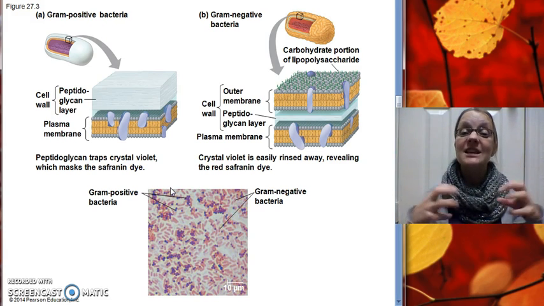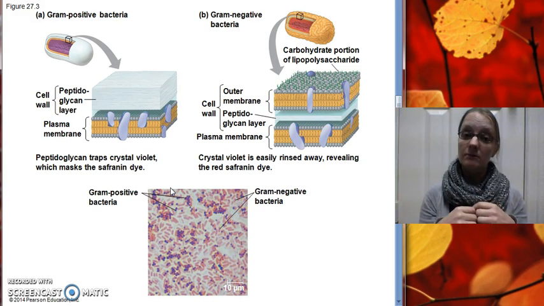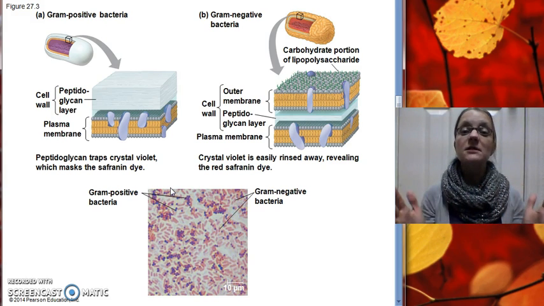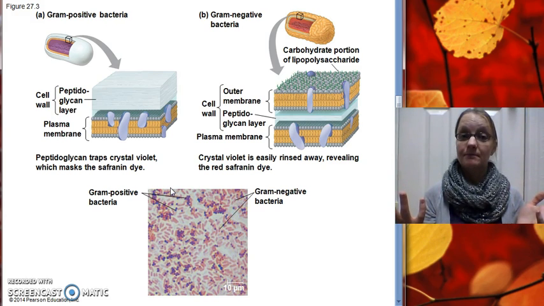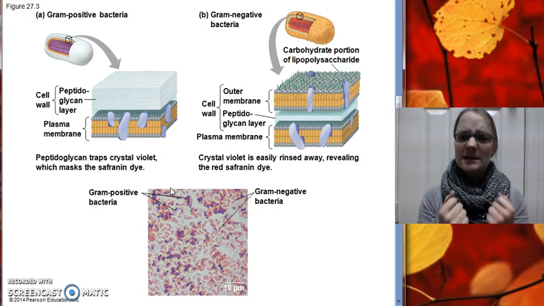And it's going to get into the inside of the cell and stain that cell blue. So at this point, all the cells on that slide, no matter whether they're gram-positive or gram-negative, will be stained blue. Okay, the next step is to add iodine.